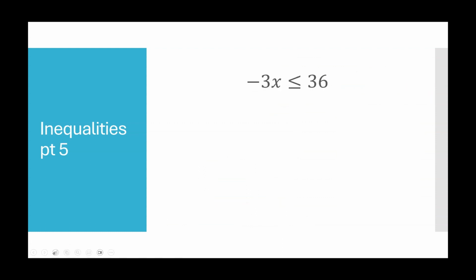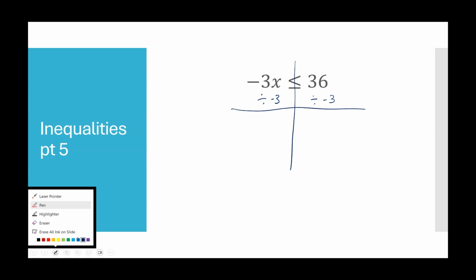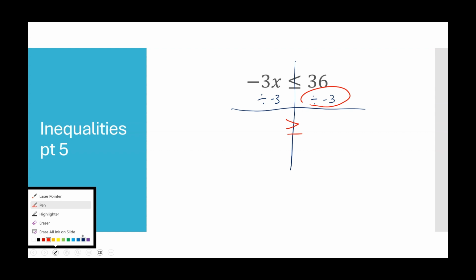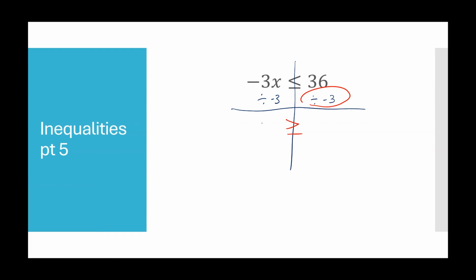So here we go solving. We're going to divide by -3 on both sides to get x all by itself. But danger, danger. We are dividing by a negative, which means we must flip the sign. Everything else proceeds as normal. These cancel. We divide. We're done. But we made sure to flip: x is greater than or equal to negative 12.